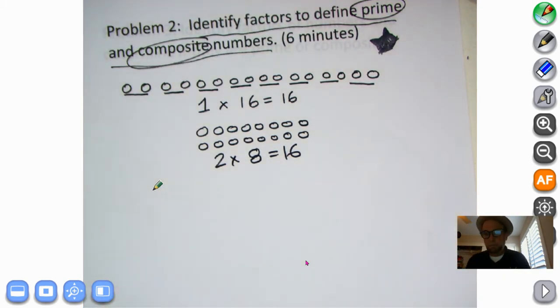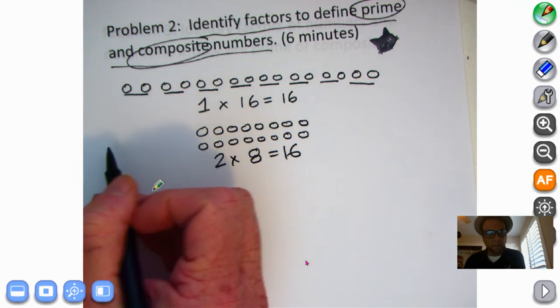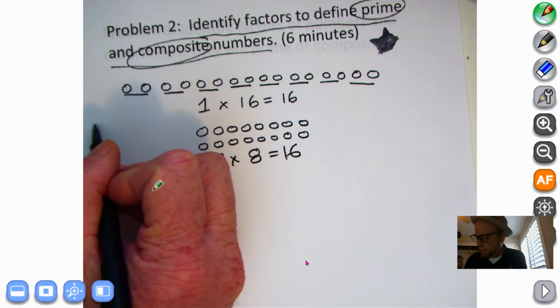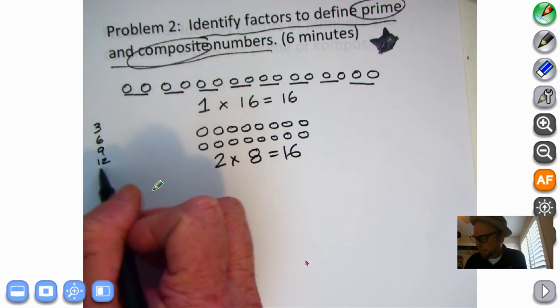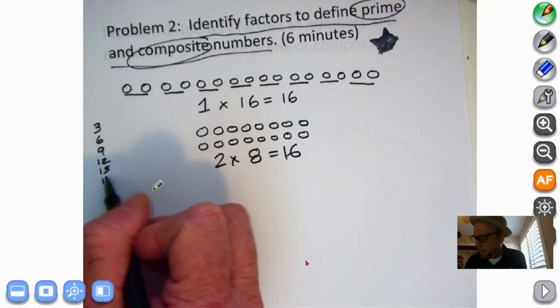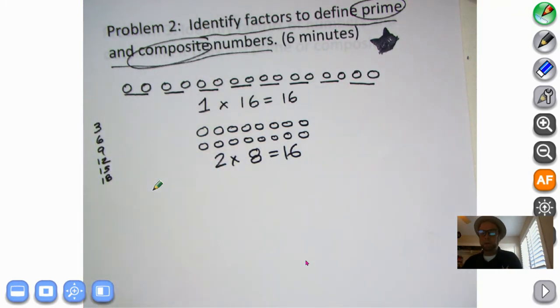Can we do 3? 3 times a number? When I think about threes, let's just kind of do a little skip count here. 3, 6, 9, 12, 15, 18. No, you can't multiply 3 by another number to get 16. Let's try 4. 4 times 1 is 4. 4 times 2 is 8. 4 times 3 is 12. And 4 times 4 is 16.